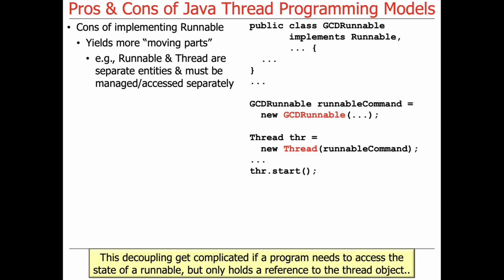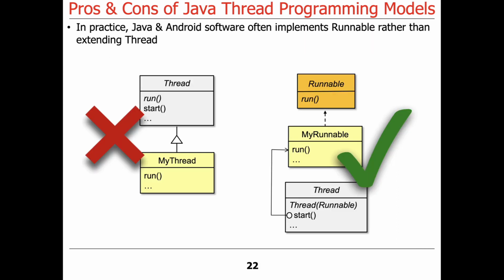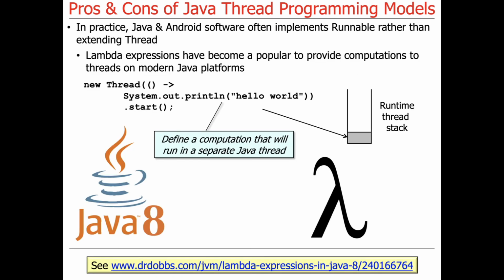And this decoupling can get complicated if the program needs to access the state of a runnable, but only holds a reference to the thread object. So you have to now keep track of the runnable and the thread and work with them in concert as a pair. Not the end of the world, by the way. There's all kinds of ways to do this. It just is more work, more things to keep track of. In practice, much production software implements Runnable rather than extends thread, just because it's more flexible in many ways. Not to say that people don't extend thread, it's just more common to implement Runnable.